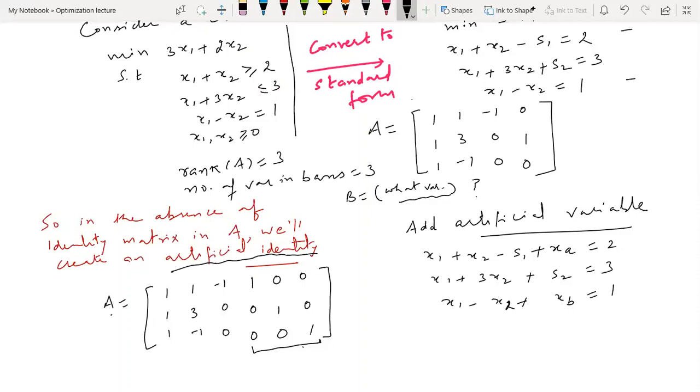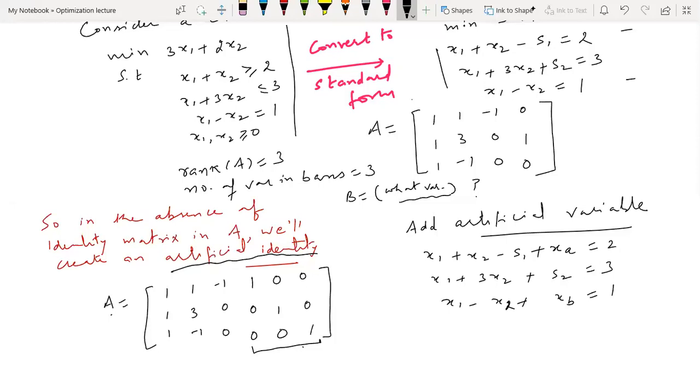But I have introduced these variables just to create an identity matrix so that I can start with my simplex method. At the same time, I really do not require these variables because they are not part of my original system in the standard form. So that means now I have to do something to get rid of these variables.